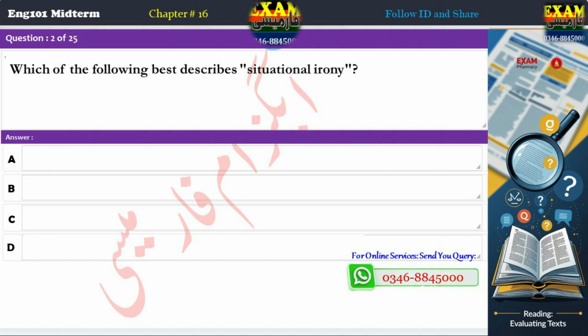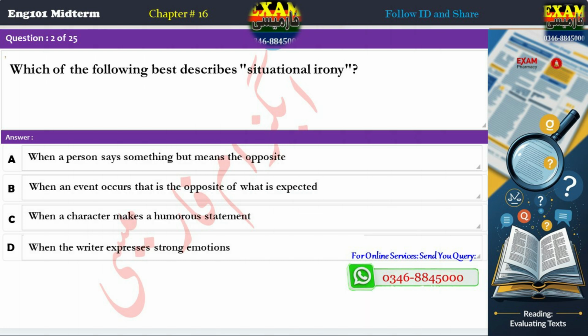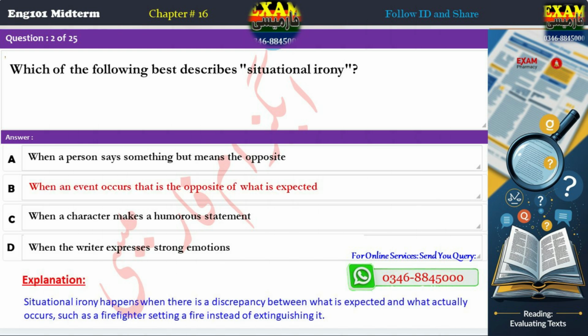Question 2. Which of the following best describes situational irony? A. When a person says something but means the opposite. B. When an event occurs that is the opposite of what is expected. C. When a character makes a humorous statement. D. When the writer expresses strong emotions. Correct answer: B. When an event occurs that is the opposite of what is expected. Explanation: Situational irony happens when there is a discrepancy between what is expected and what actually occurs, such as a firefighter setting a fire instead of extinguishing it.